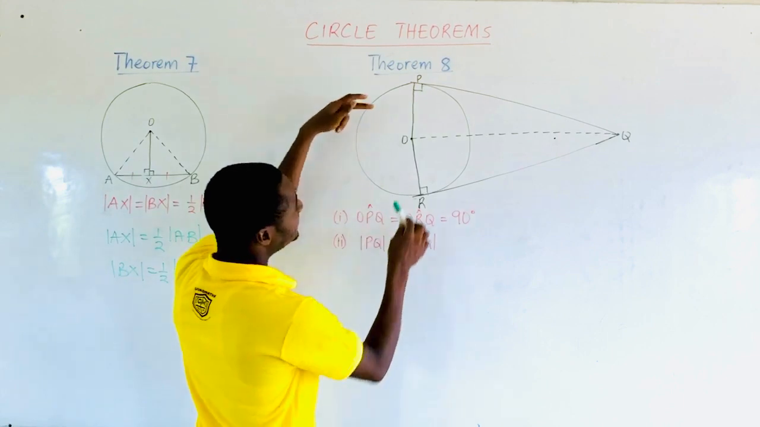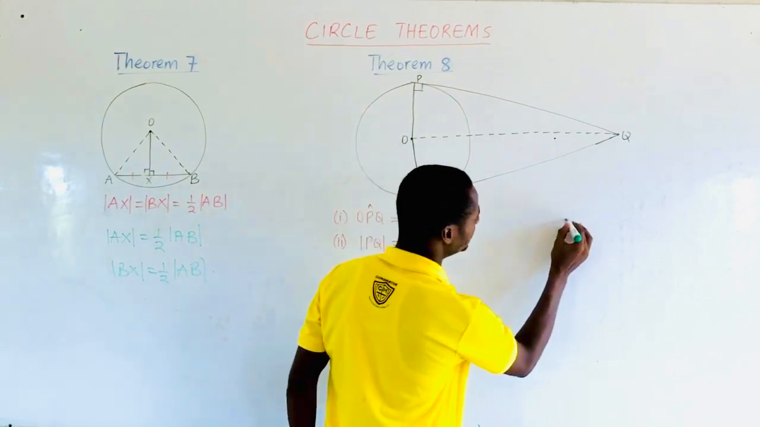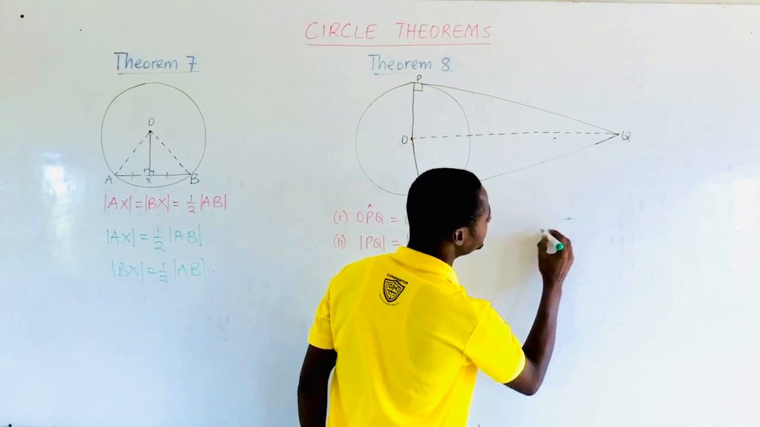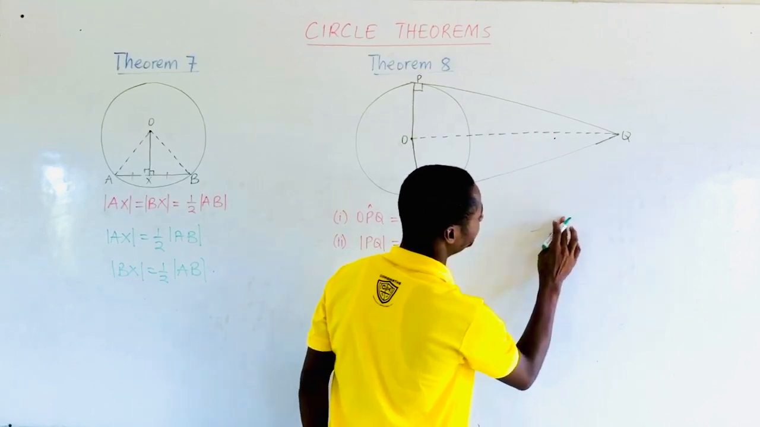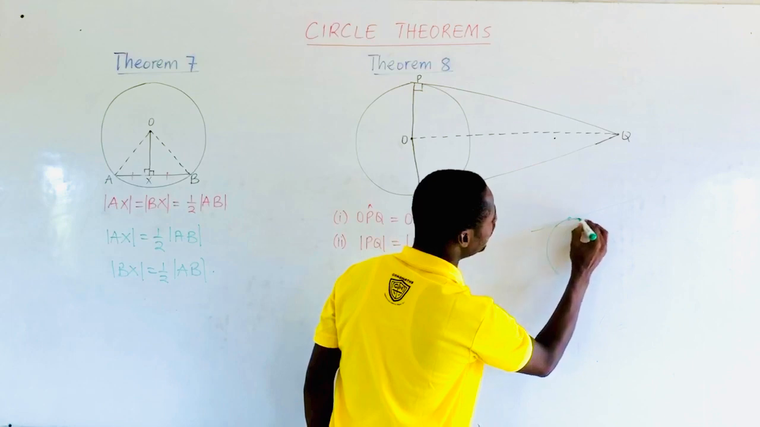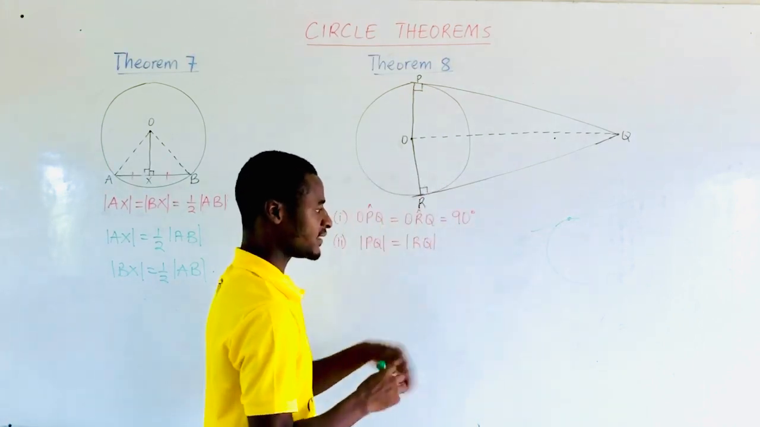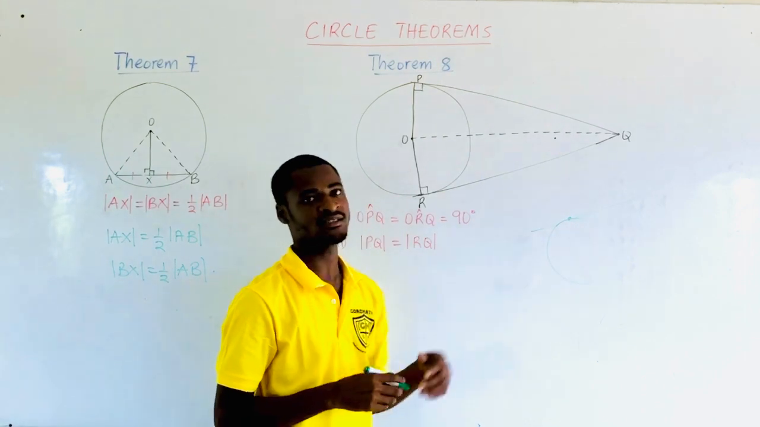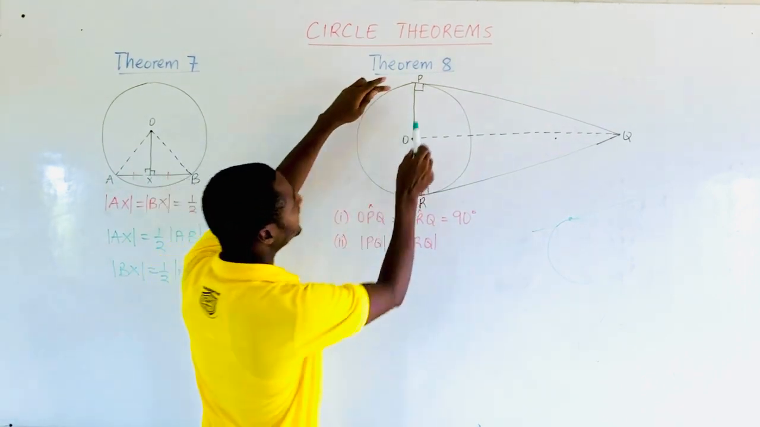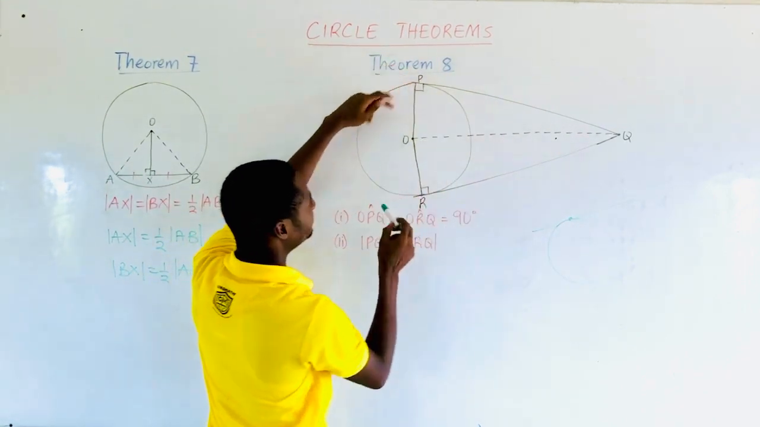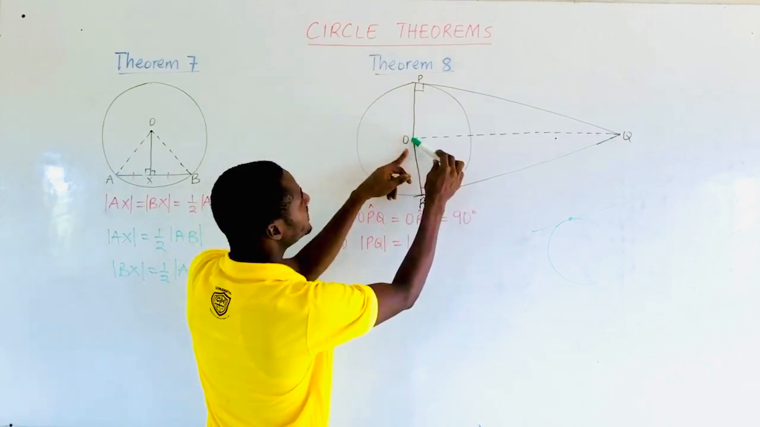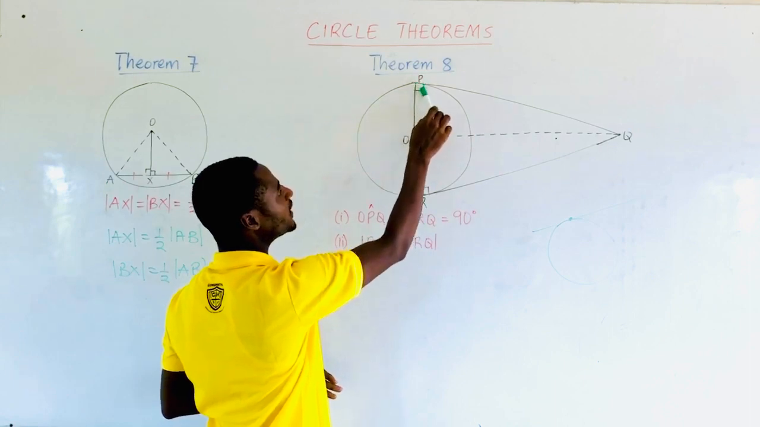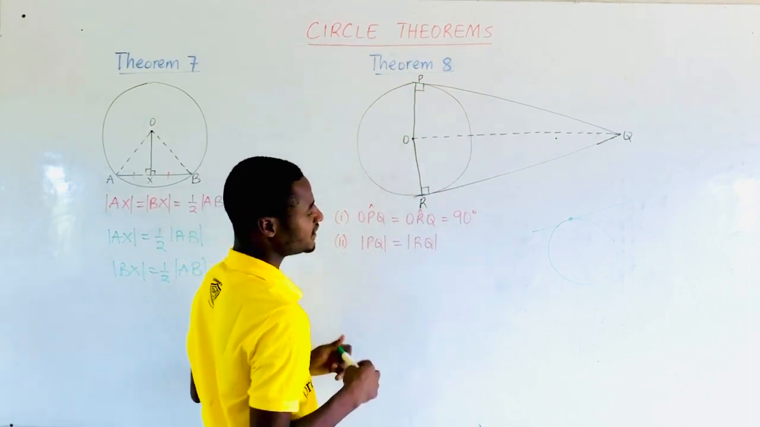Now, a tangent is a line that is drawn outside the circle and touches only one point on the circle. It touches only one part of the circle and it is drawn outside the circle. We call that line a tangent. When we have a tangent to a circle and the radius of a circle meeting at a point, then the angle that is formed at that point is 90 degrees.